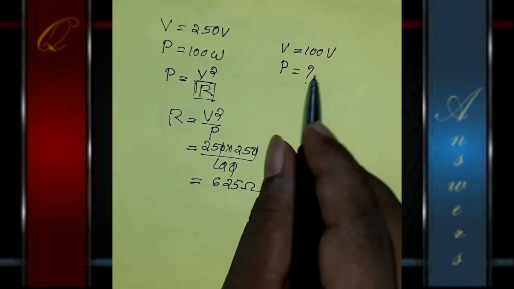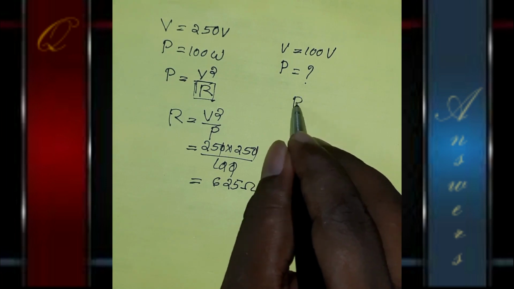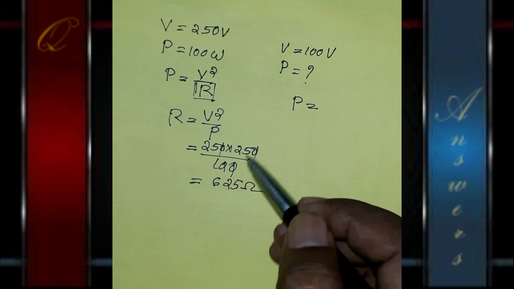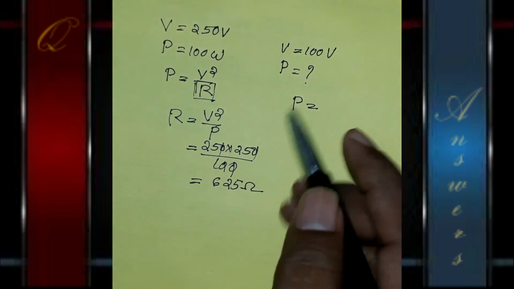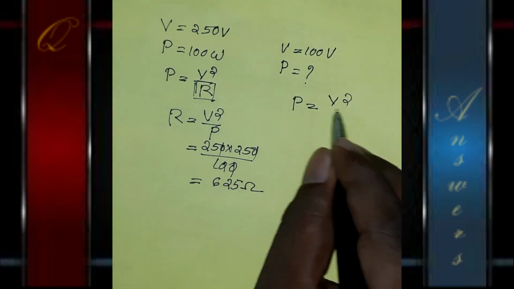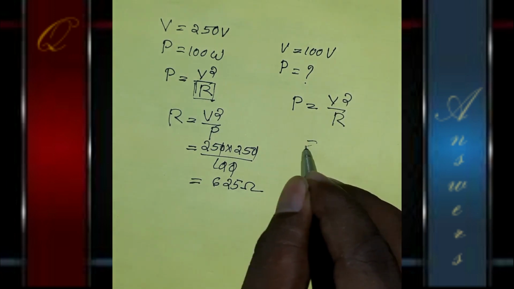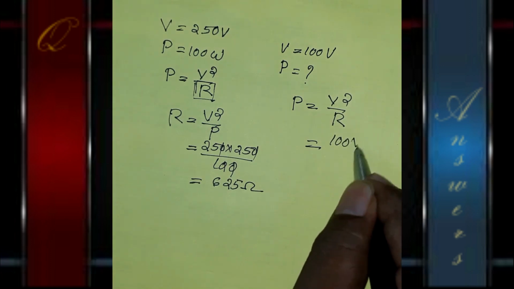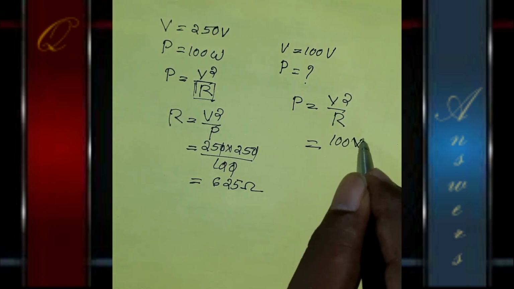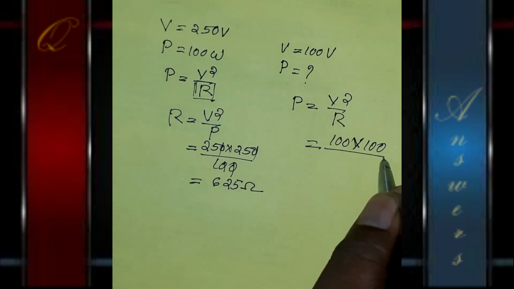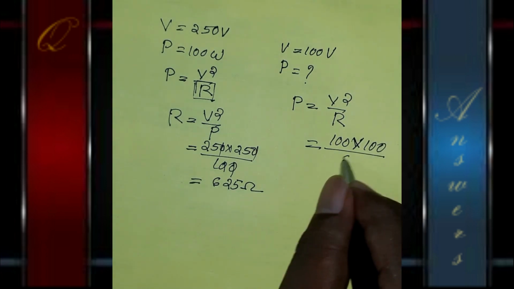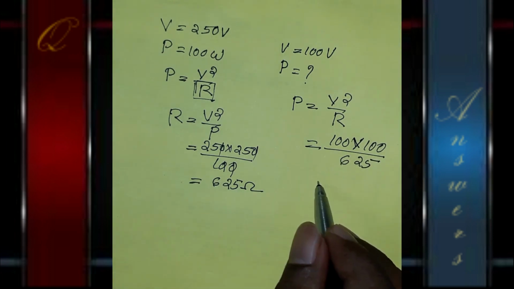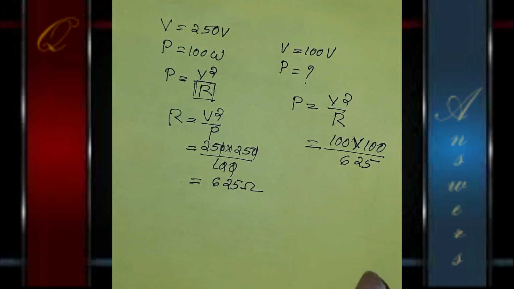You may use the equation for power. What is the equation for power? You are given voltage applied and the resistance of the lamp. So power is equal to V square divided by R. What is V here? V is 100 volt, so 100 into 100, V square, divided by R. What is R? R is 625. And you may calculate to find the answer. This is the method.